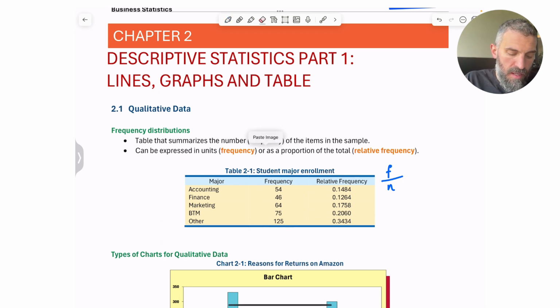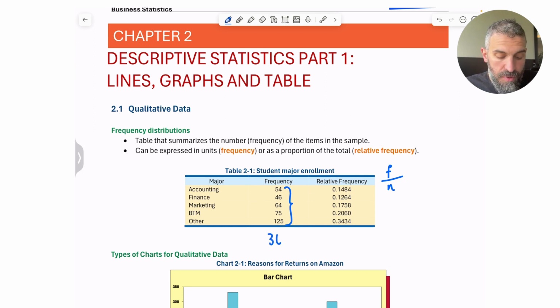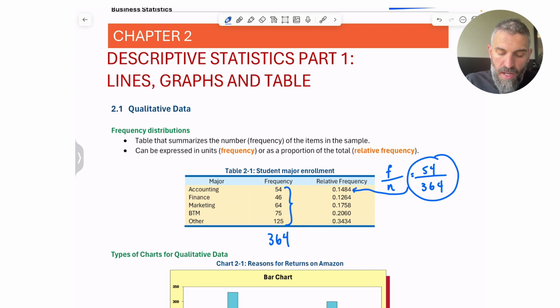So, we're going to make one of these after, by the way, but just for now, let's add the total. So 54 plus 46 plus 64 plus 75 plus 125 is 364. There's 364 students that responded. So 54 out of the 364 are in accounting. That is the relative frequency. It's frequency divided by sample size. You can also express it as a percentage, right? It would be about 14.84%.